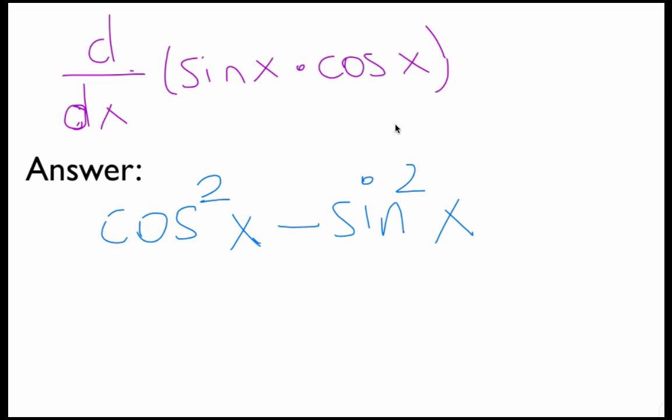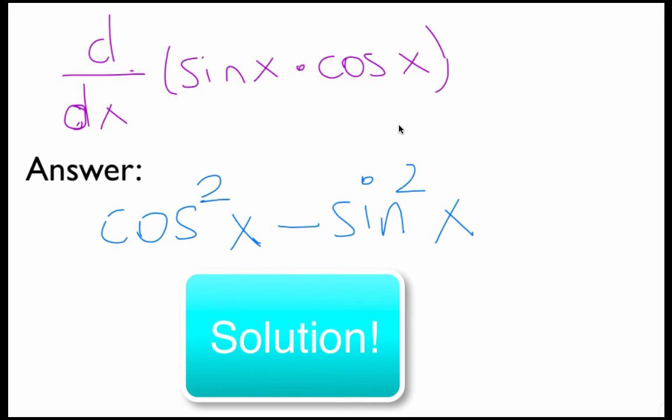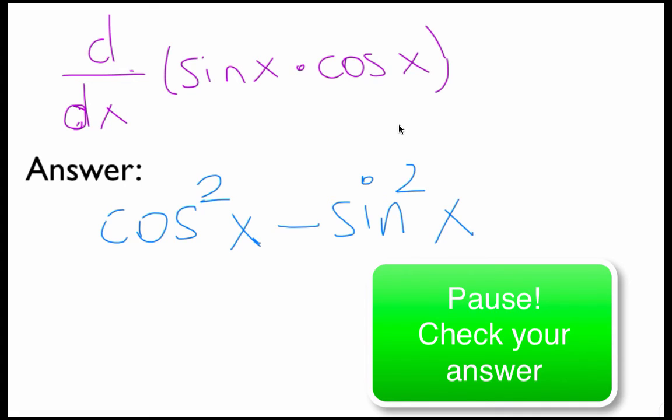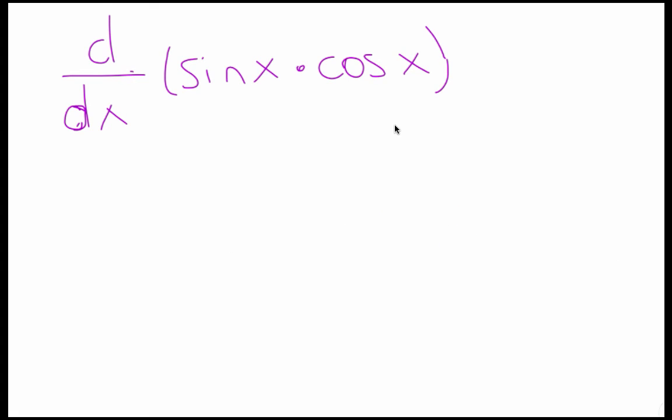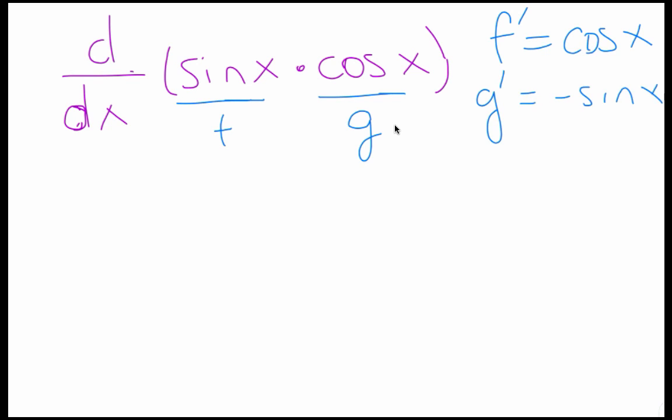Here's the solution to the problem. Check and see if your answer is equivalent to this answer. If you'd like to see the steps, this is how you do it. This function is f. This function is g. Here's f prime. Here's g prime. And then here's the product rule.